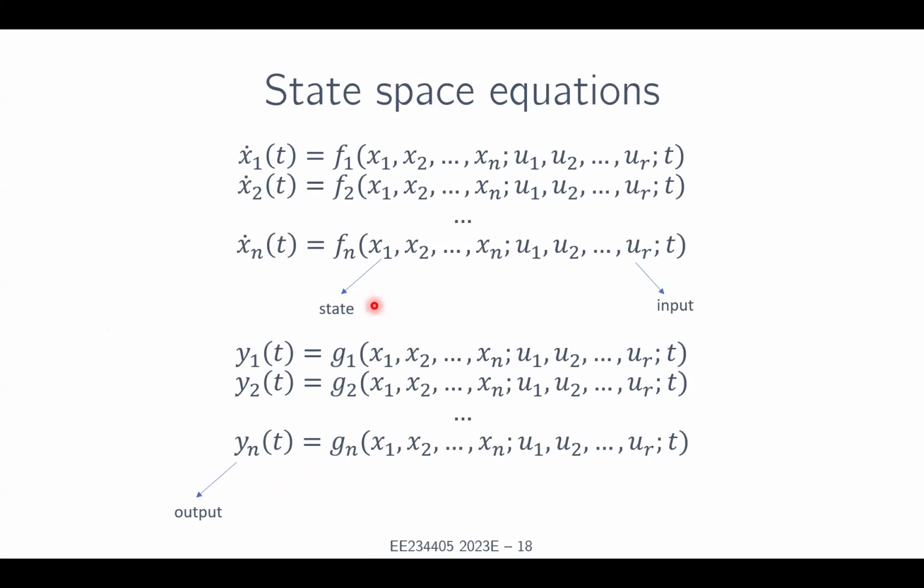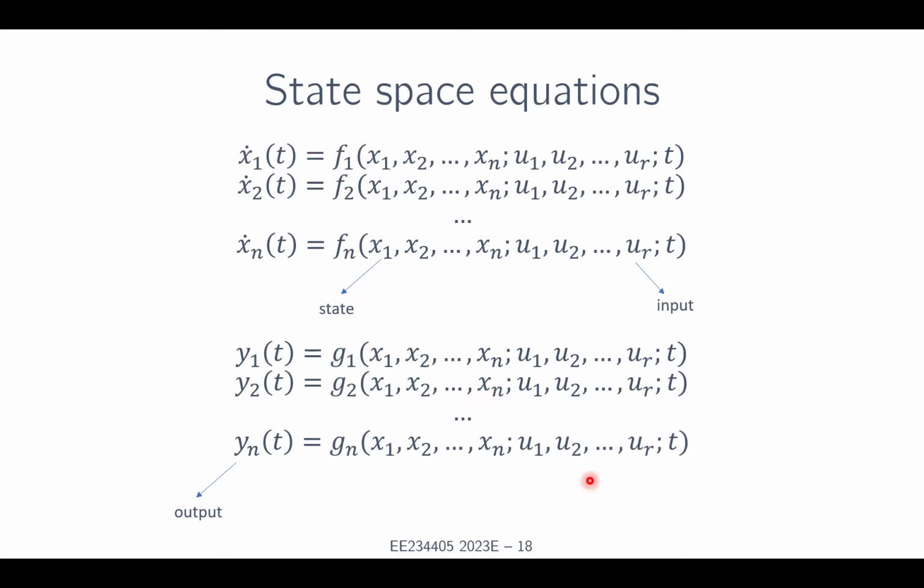And this is the state equation. So we have the state here, x1, x2 until xn, and we have the input u1, u2 until ur, and the output is y1 until yn, and we have two functions here. This function is input to state, whereas this is state to output.